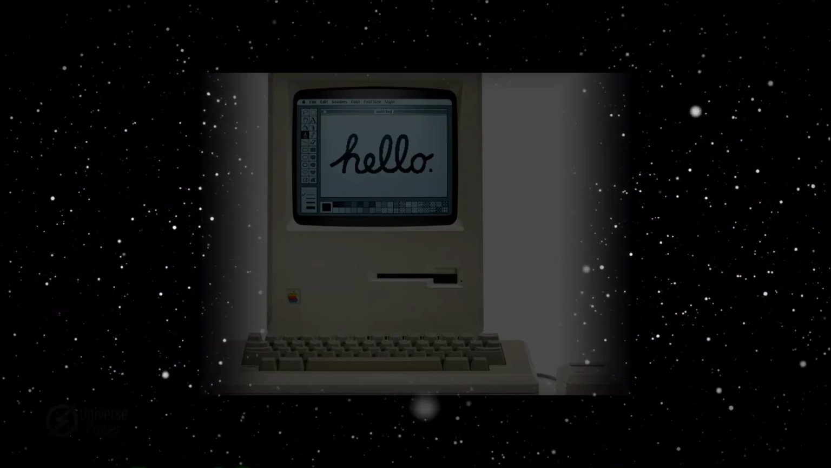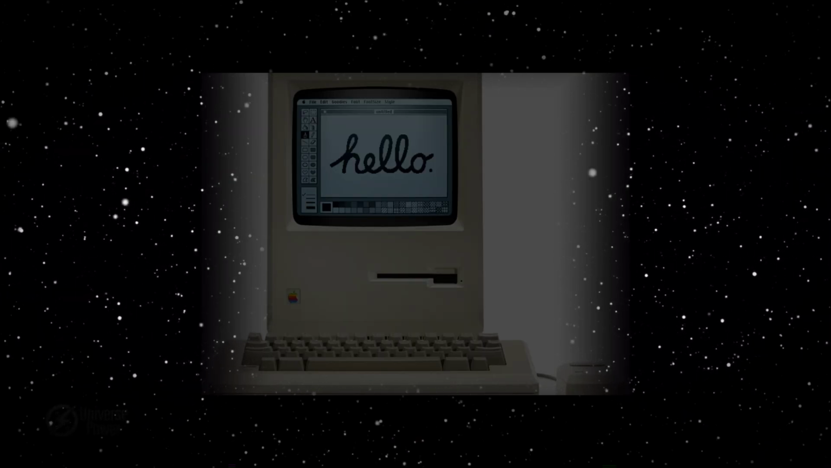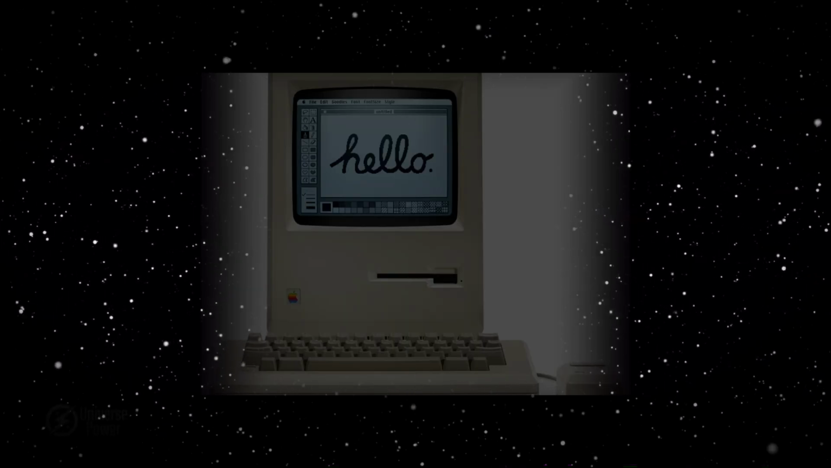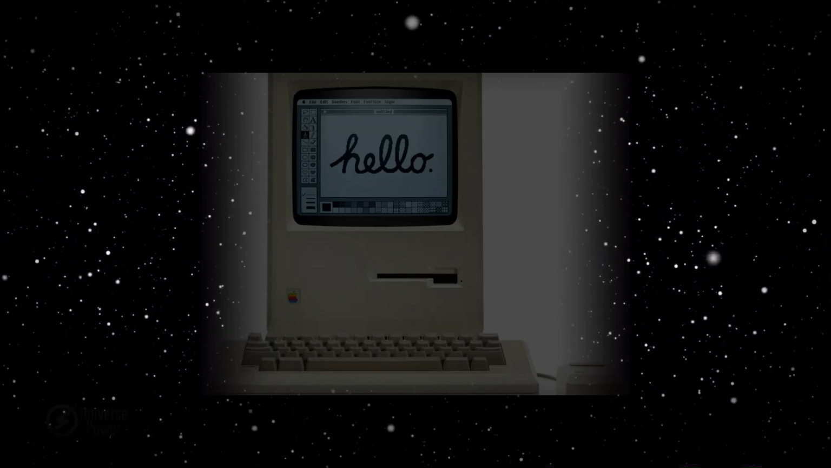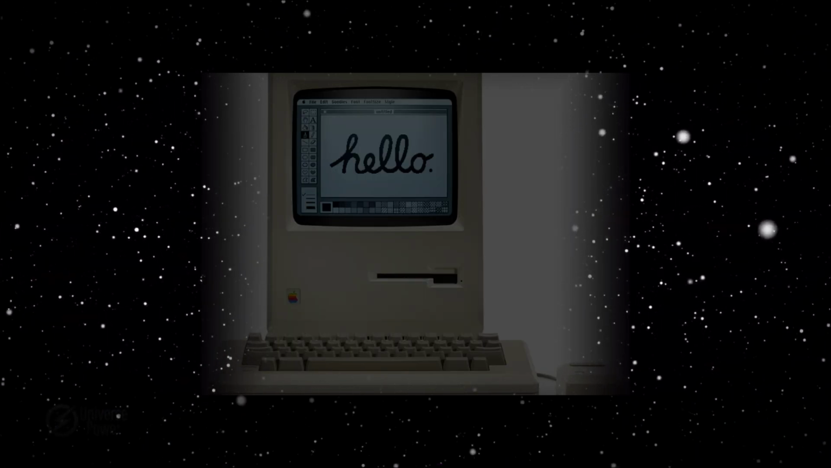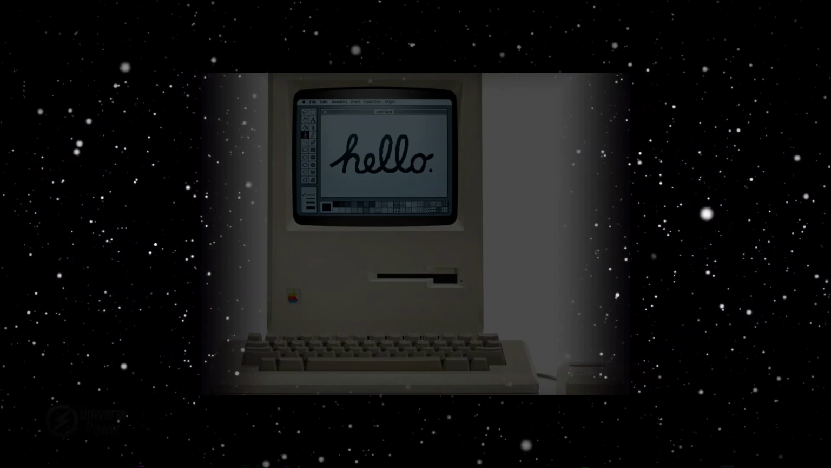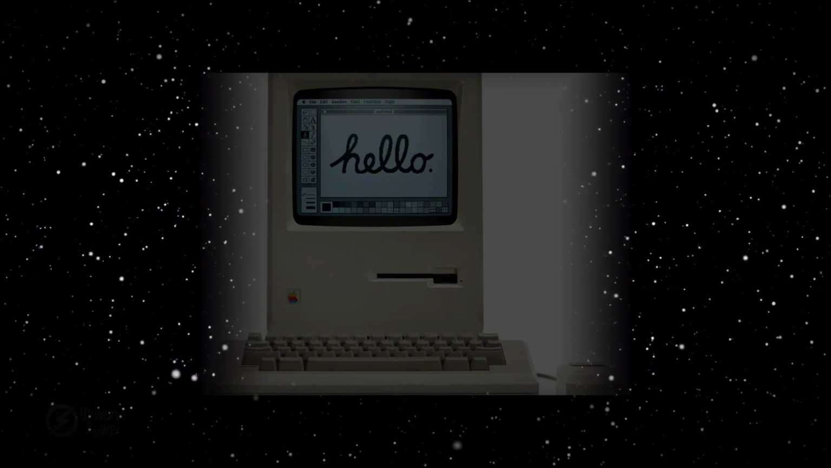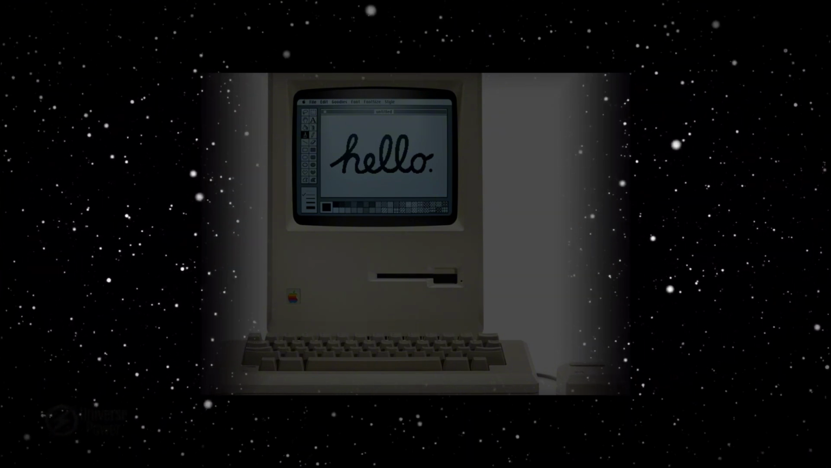Level 43, Macintosh and the desktop publishing revolution. In 1984, Apple introduced the Macintosh. Unlike earlier Apple computers, the Macintosh came with a graphical user interface and a mouse, concepts borrowed from Xerox PARC. What set it apart was accessibility. Icons, menus, and windows replaced the cryptic commands of DOS.